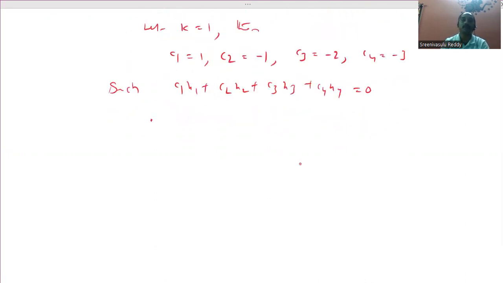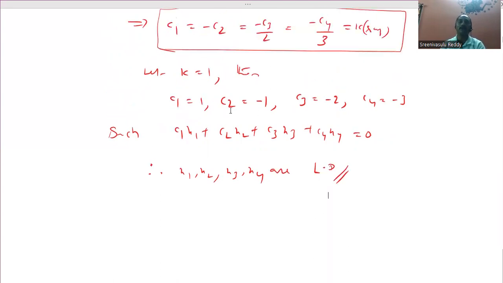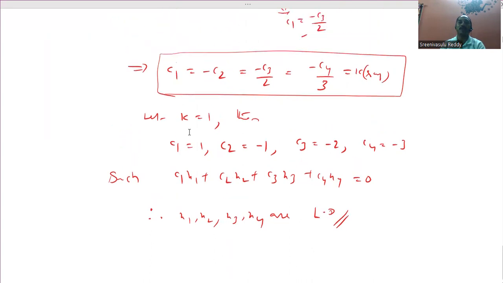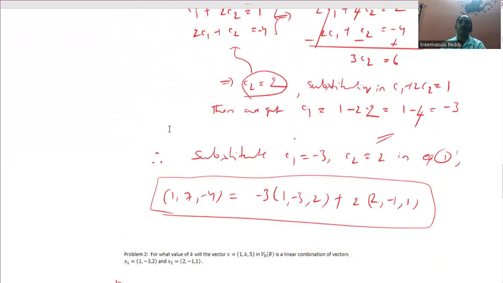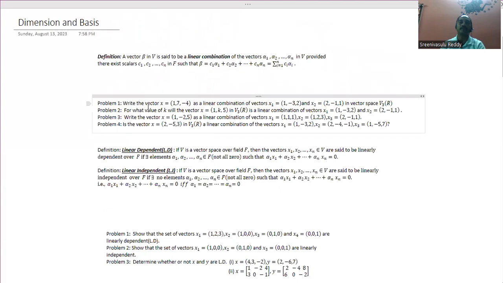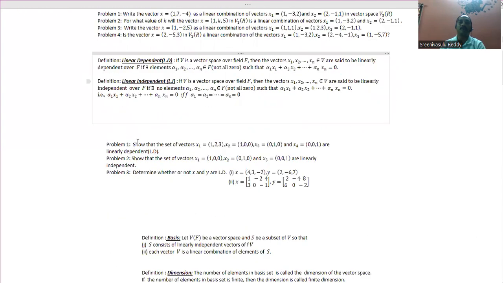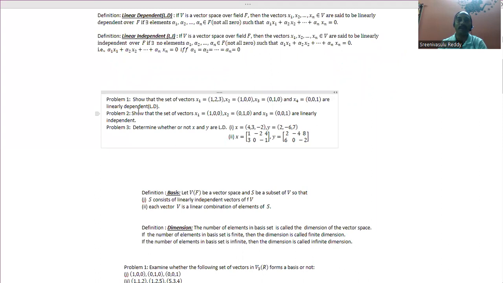Therefore, vectors x1, x2, x3, x4 are linearly dependent, LD. That's all. Our requirement is that at least any one of them is non-zero. Here we have four scalars. If at least any one of the scalars is non-zero, then we say that it is linearly dependent. Now, next problem. Here I am picking a linearly independent case. The third problem is homework. Here I am showing the second problem.